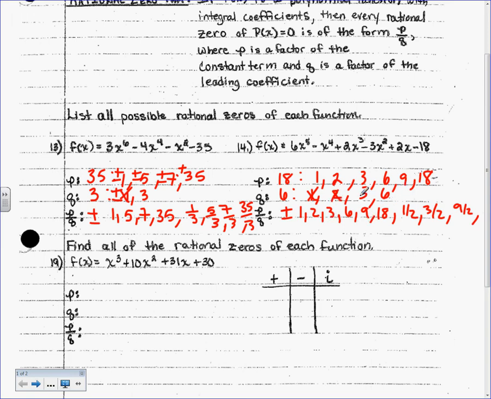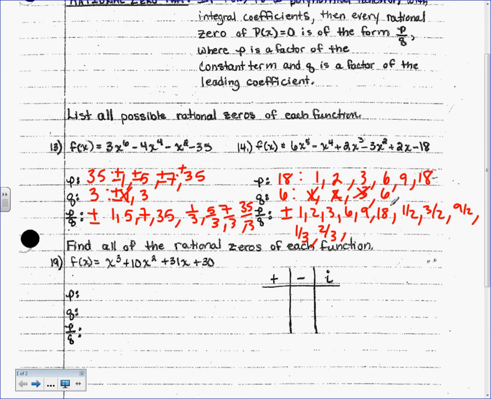Now I need to do over a 3. I need 1/3. I don't have it yet. I need 2/3. I don't have it yet. 3/3 I've already got. 6/3 I've already got. 9/3 I've already got. 18/3 I've already got, right? Those all reduce to integers, so I don't need to worry about it. Or whole numbers or natural numbers, if you want to call them that. Those are all right. So I just divided by 3.